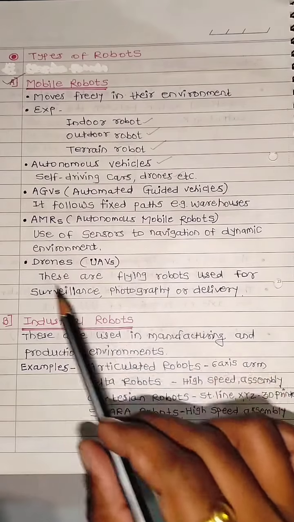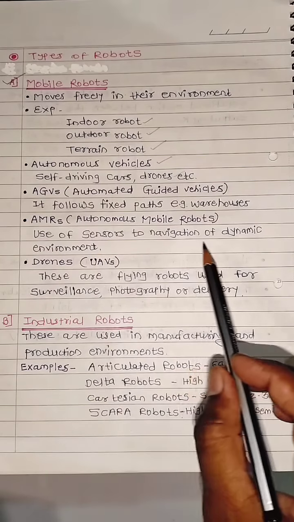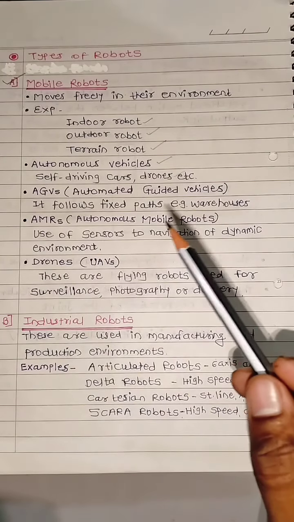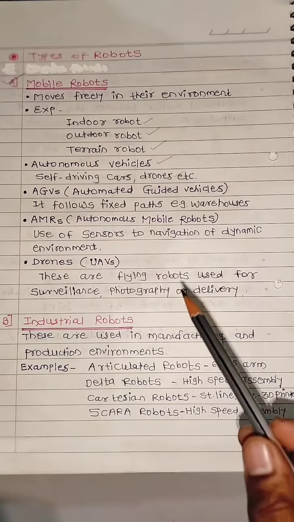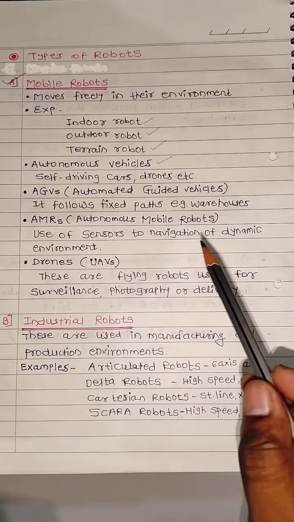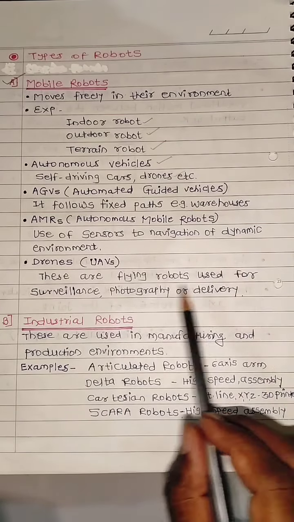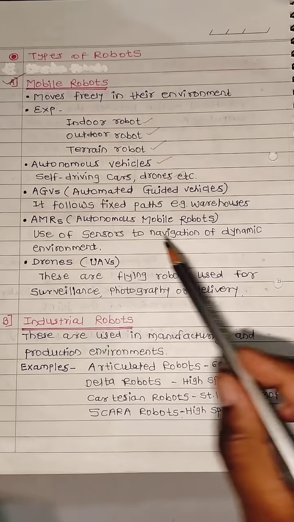The next type is AMR, that is autonomous mobile robots, which use sensors to navigate a dynamic environment. So this is also a type of mobile robot that can move freely in its environment. The next example of mobile robots is the drones, that is UAVs, unmanned aerial vehicles. These are flying robots used for surveillance, photography, or delivery. For drones, there are some restrictions given or suggested by the government. In particular areas you can fly drones, but in restricted areas you cannot fly them. So these are some examples of mobile robots.